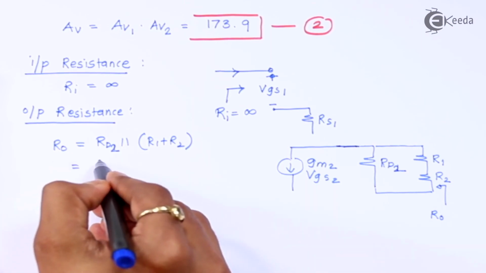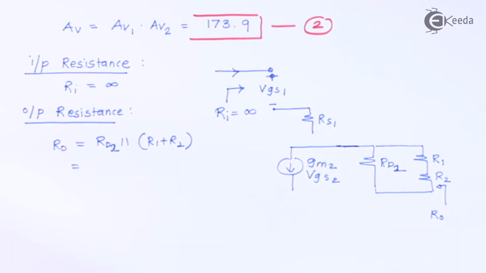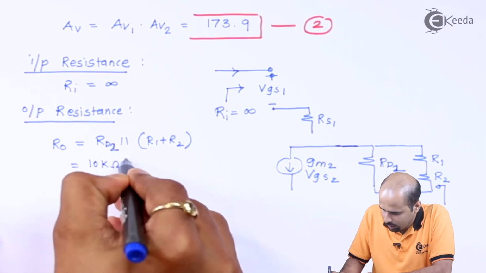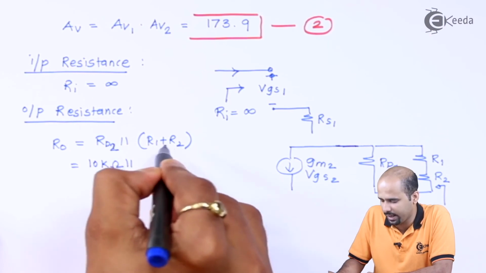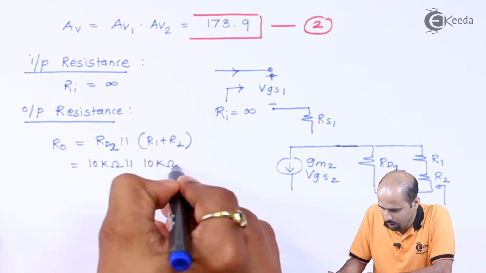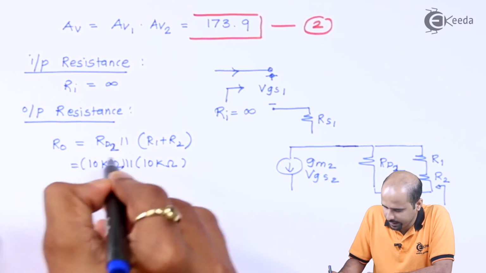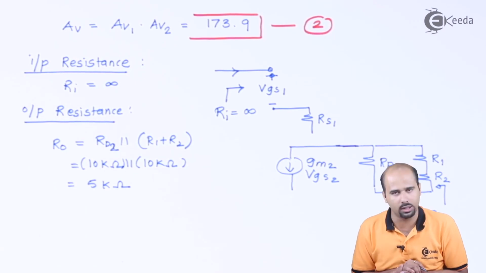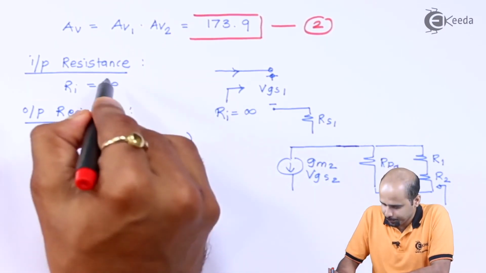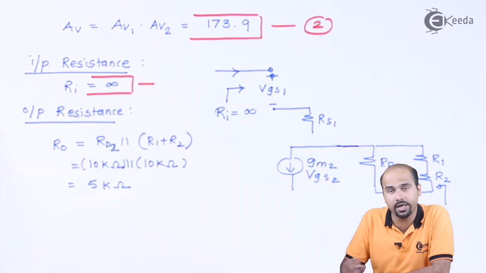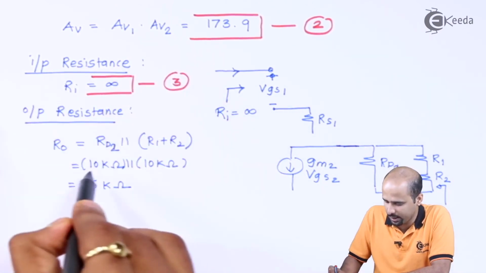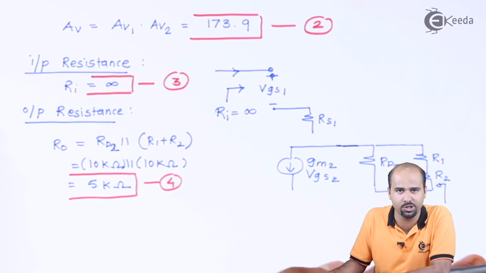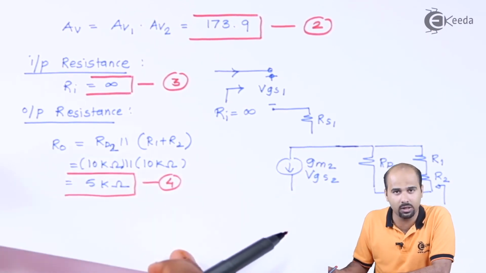RD2, we know the value of RD2 is 5 kilo ohm, I guess. That value is 10 kilo ohm, it's my mistake. It's given as 10 kilo ohm. The 1K and 9K addition is 10 kilo ohm. So putting that value, we get RO as 5 kilo ohm. All these values we have got are for the circuit without feedback. So I'll treat these as the values without feedback, and our intention is to find out the value of the parameters with feedback.